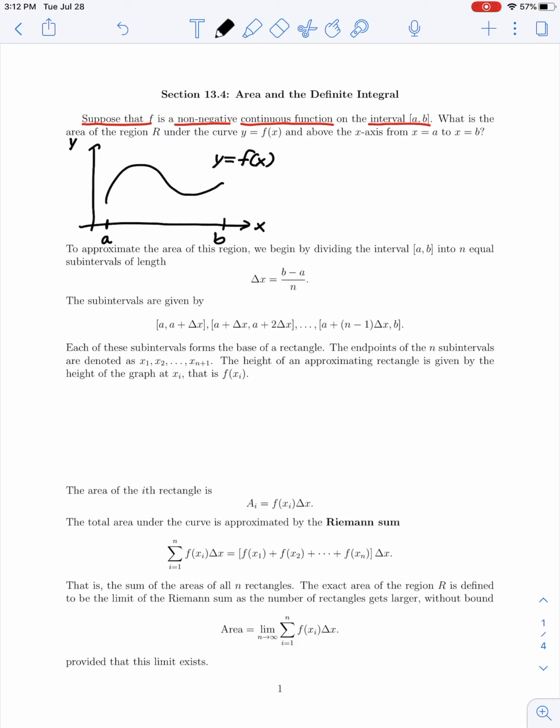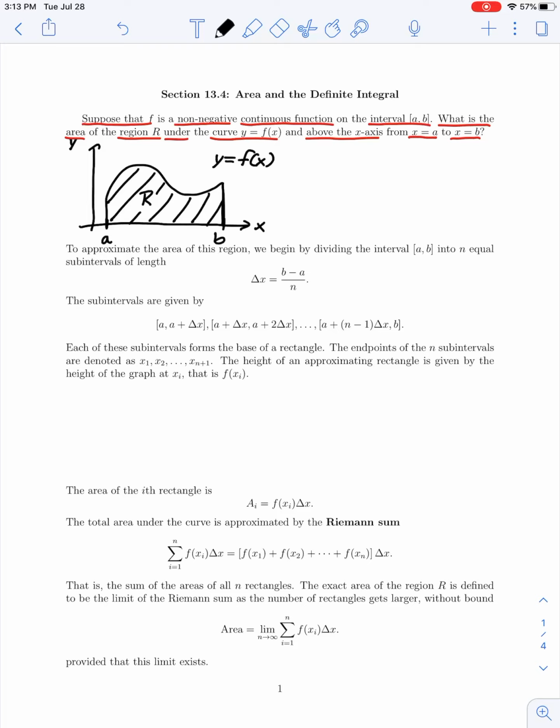from a to b. So the question of interest is, what is the area of the region, let's call it R, which lies under this curve and above the x-axis from x equals a to x equals b. So if we consider on our interval from a to b, dropping these little vertical lines down to our curve, from our curve to the x-axis, we have some region R, shaded region here. And the question is, what is the area of that region?